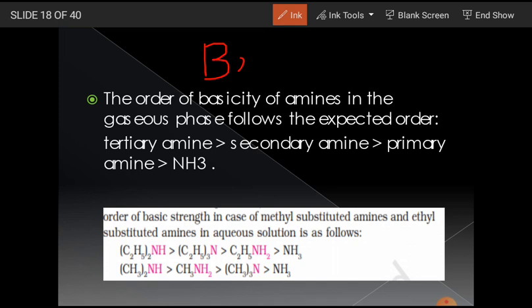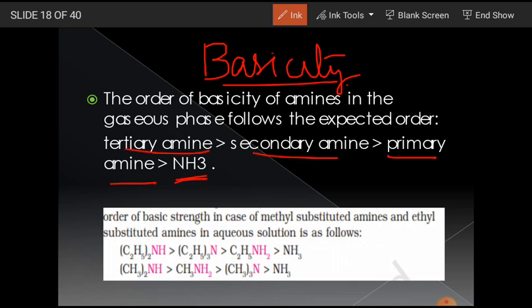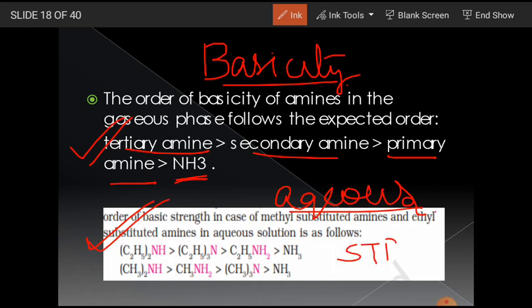This is very important, the basicity orders. In gaseous phase, the order is tertiary greater than secondary greater than primary greater than NH3. This is the order. We have to learn this order by heart. But in the case of aqueous solution, we have to study the order as secondary, then tertiary, then primary, and then ammonia. So in the case of ethyl substituted amines, it is STP, that is the decreasing order, and here it is SPT. The primary and tertiary will be just the opposite. So that will be the order for secondary and tertiary amines.